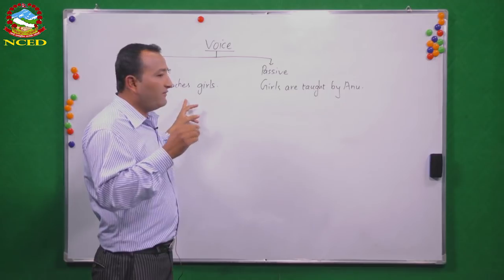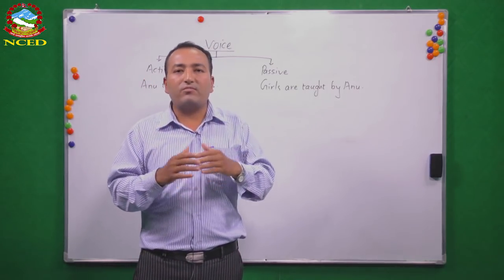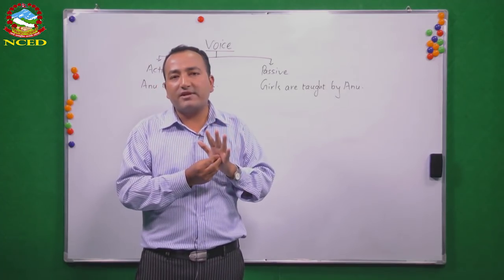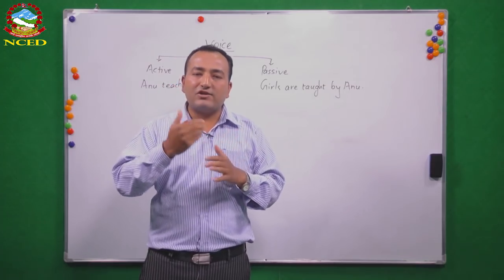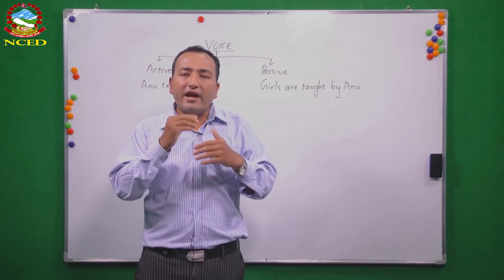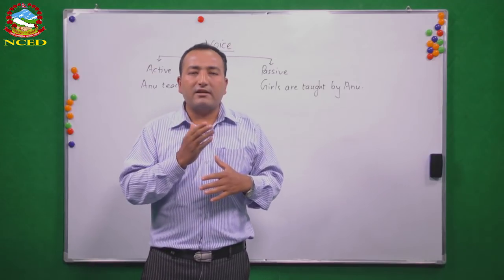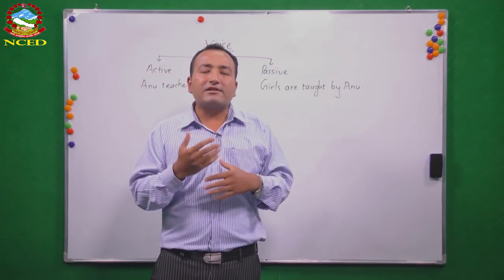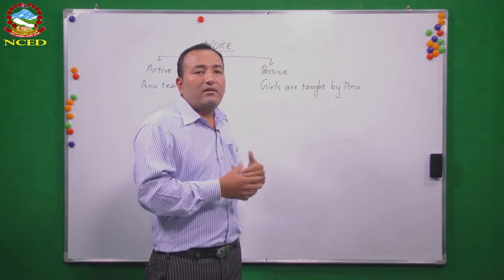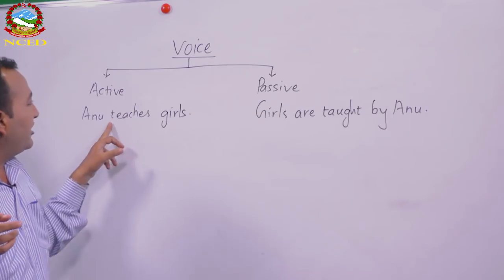This means if the subject is the person or thing performing the action itself, himself or herself, you can say, if the performer is the subject, means if the subject is acting, this is active voice. If the subject is not acting but is acted upon, or if the subject experiences the effect of the action, the effect of the verb, then we call it passive voice. So, look at the example here.